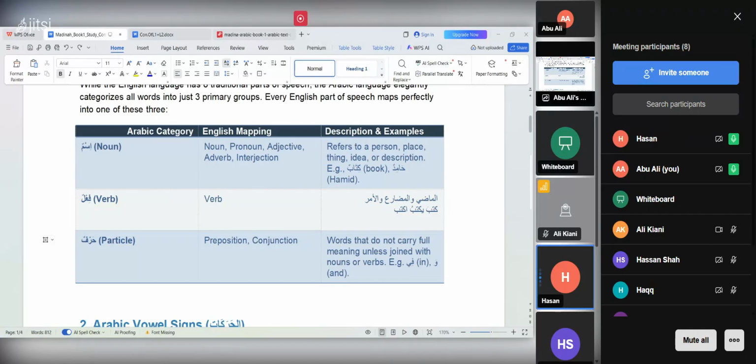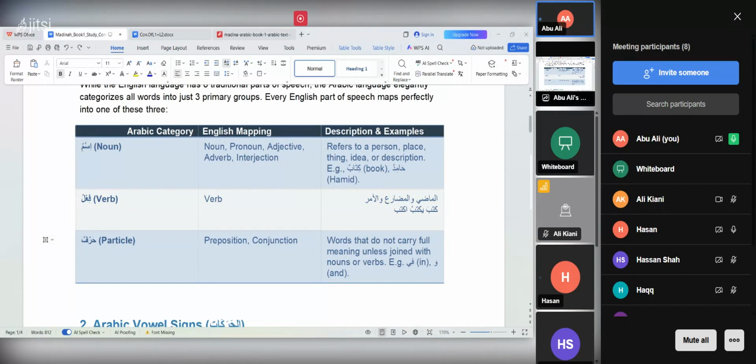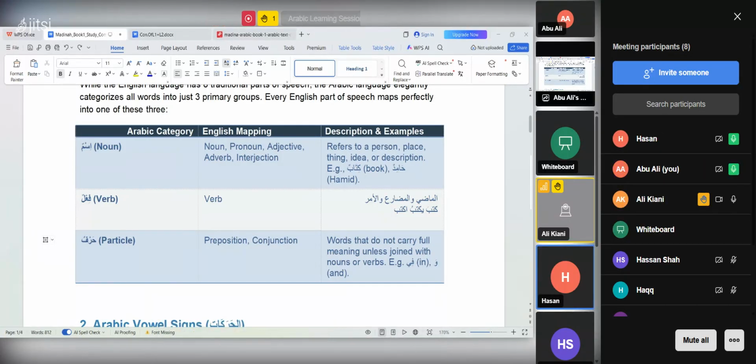Fi'l and harf. I don't know how to say the top one. Is it ism? Ismun. Yes, ismun. Watch out, you don't want to pronounce it like Iraqis do, which is ism. It's ismun. Okay, yes, ismun. And then what's the second one? Fi'lun, فعل, a verb. Okay, yes.